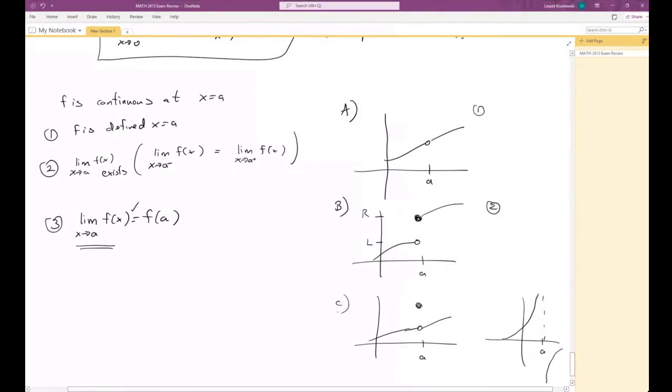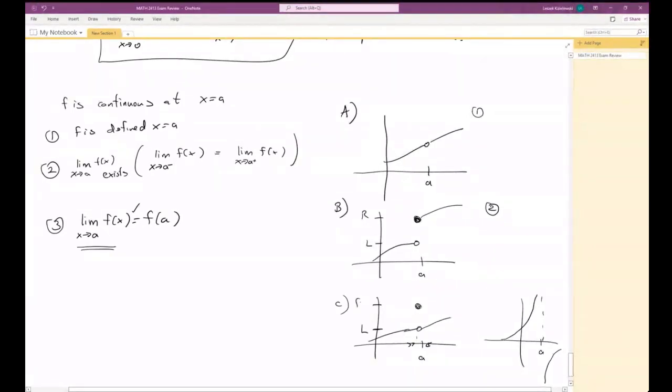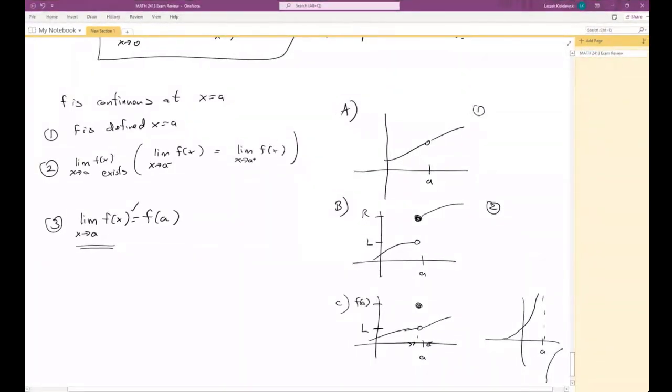Graph C would be where the limit does exist. So as x approaches a from the left or the right, the value of the function is approaching the same number, the same limit. So the limit exists, but the function at a is different than the limit as x approaches a. So that's reason number three. This is also reason, well, no, this is reason number two, right? And 1, 2, and 3. The function isn't defined there, and the limits don't even exist, right? You have vertical asymptotes. All right. So that's like your checklist.